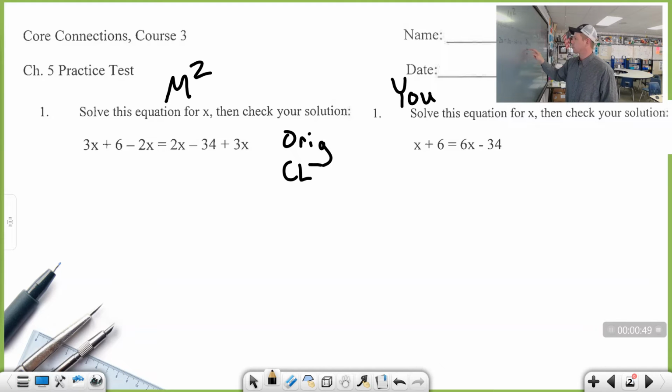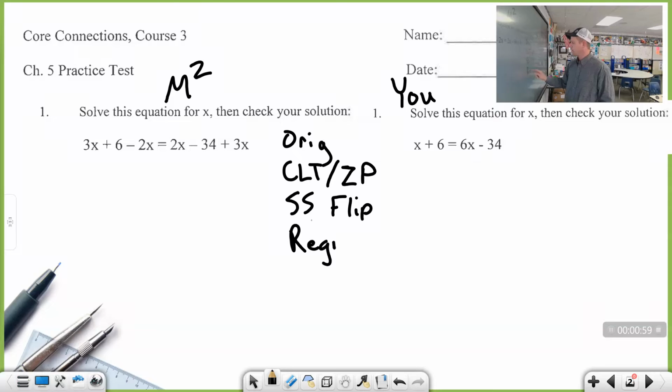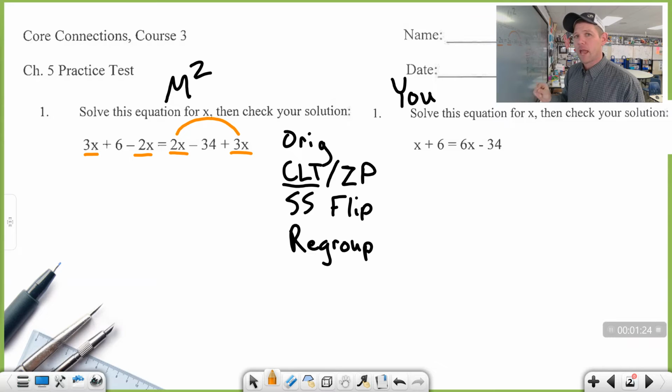Original, combine like terms, zero pair, side flip, and regroup. Now, these are the steps that it takes to solve these problems. Okay? Combine like terms. A combine like terms happens when you have terms, numbers, variables that are the same on each side. Now, here on the right-hand side, this is a combine like terms.